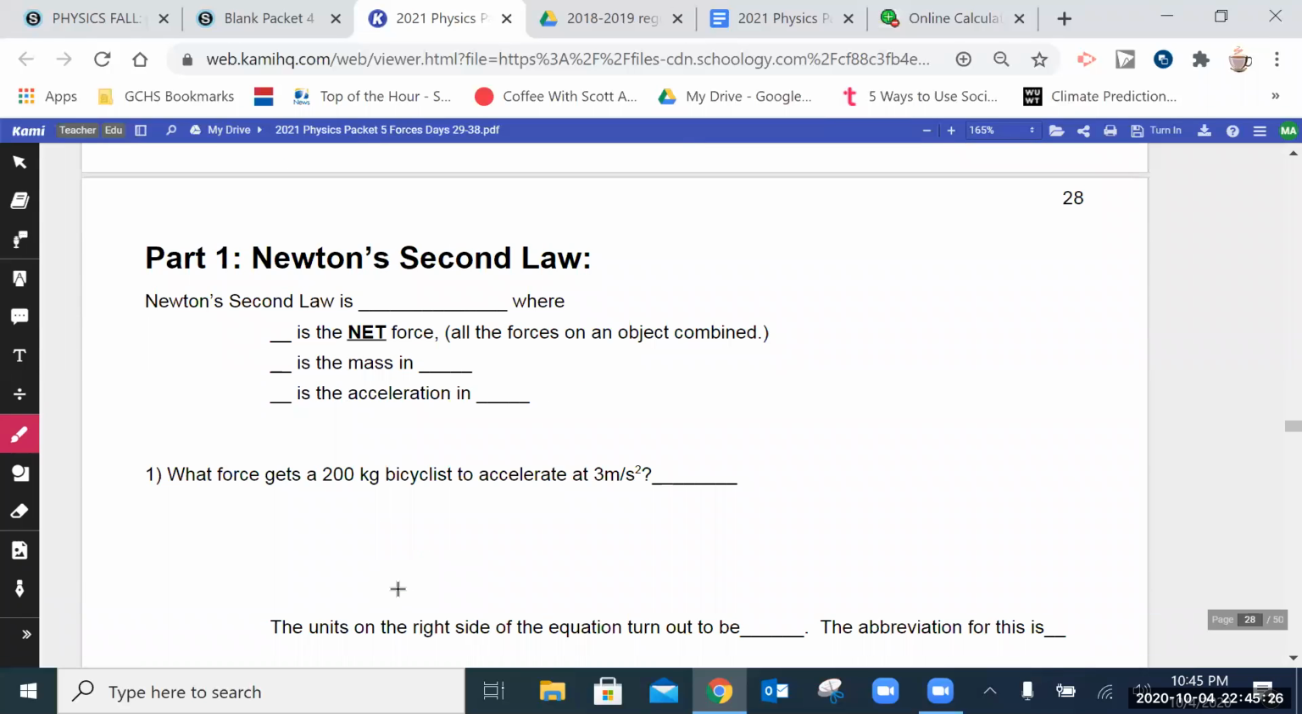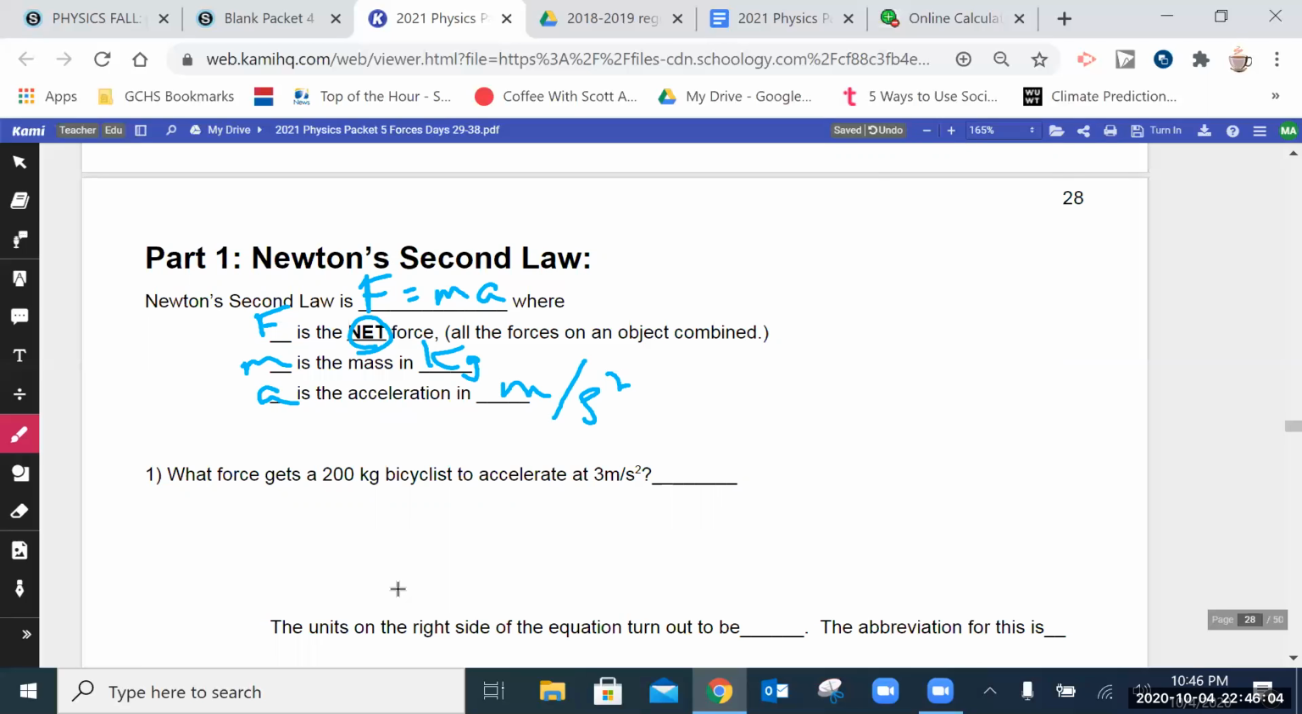New notes. Newton's second law is F equals ma, where F is the net force. And I want to make sure it's the net force. You have to add all the forces together in one way or the other, using Pythagorean theorem perhaps, or other fancy math. M is going to be the mass, and that needs to be in kilograms, please. A is the acceleration. And every time you see acceleration in this class, it's going to be meters per second squared.